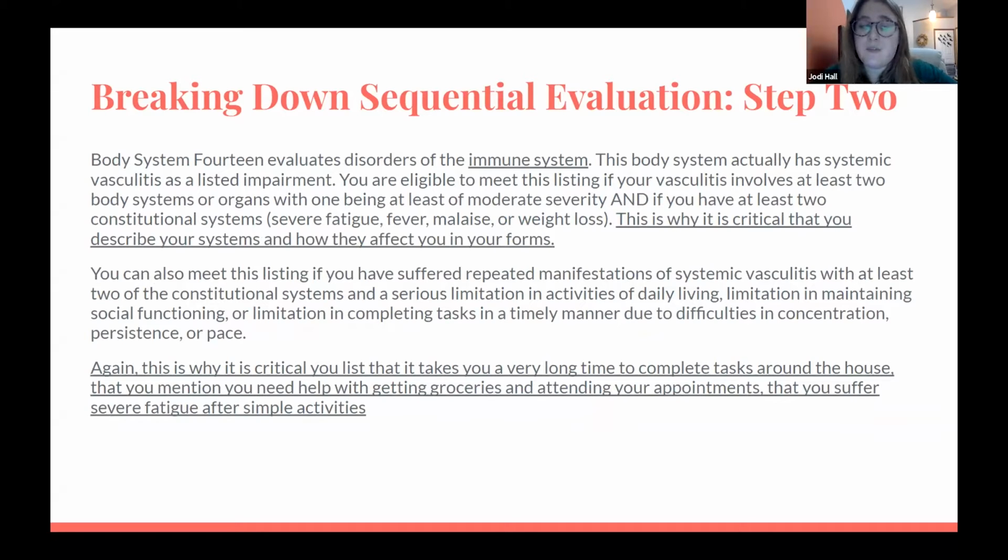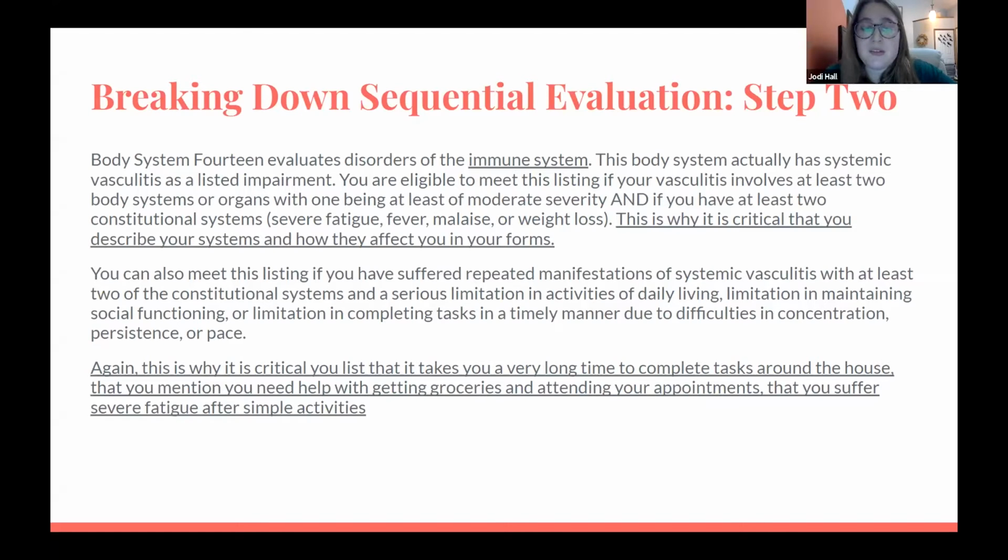And you can meet this listing if your vasculitis involves more than 2 body systems or organs, one involvement being of at least moderate severity, and if you have 1 or more constitutional symptoms, and those are severe fatigue, fever, weight loss. And this is why it's crucial that you're listing your symptoms in your forms, because a lot of what qualifies you to meet a medical listing are symptoms that you yourself report. So it's crucial that they have that documentation.